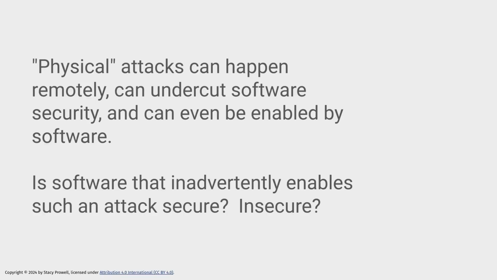Physical attacks can happen remotely. They can undercut your software security. They can be enabled by software, right? So if you've got a virtual machine that does these various things, you can potentially exploit that to launch a Rowhammer attack, even without the ability to run native code, because the native code you need to run is executed by the virtual machine.